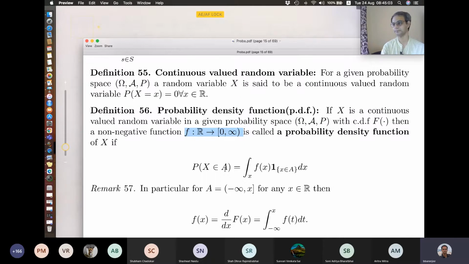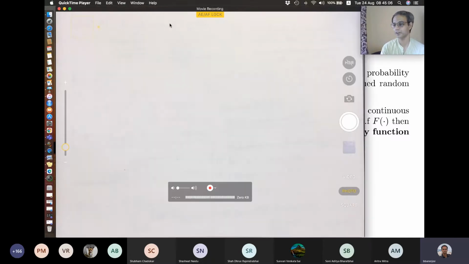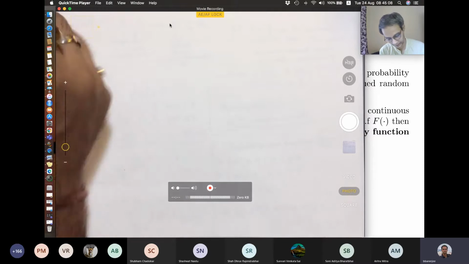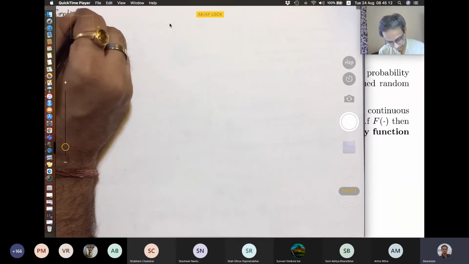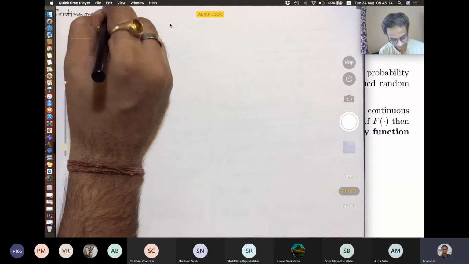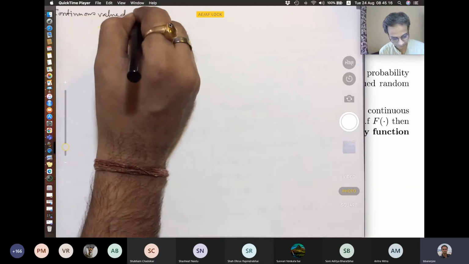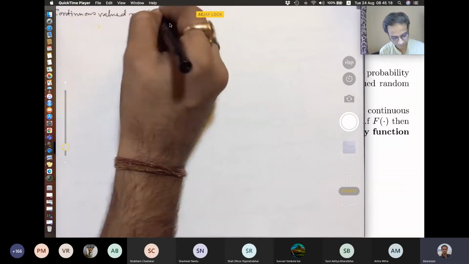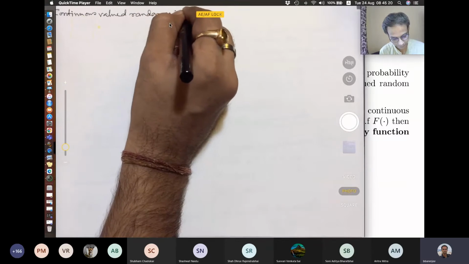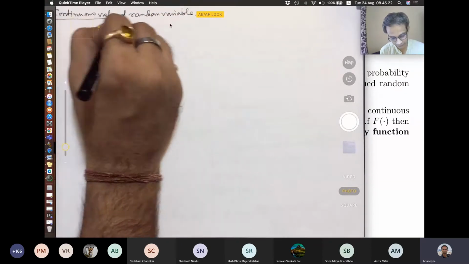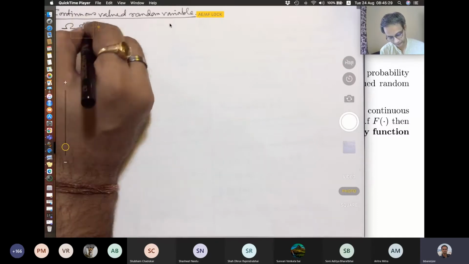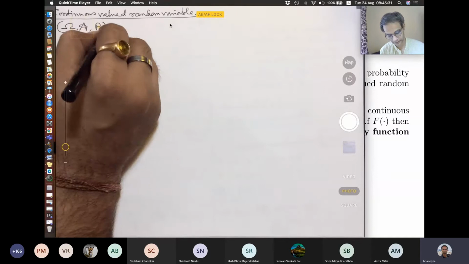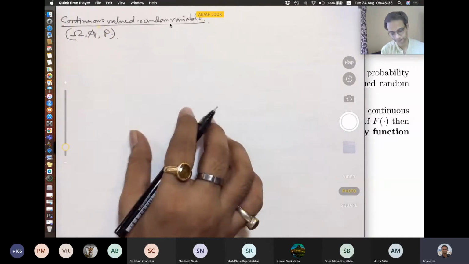So first of all, from the continuous valued random variable, you have omega, A, P, the probability space.